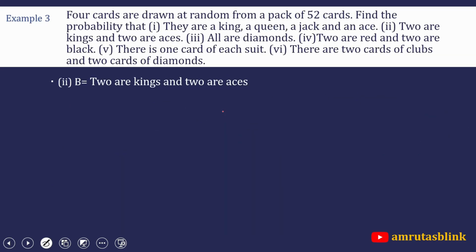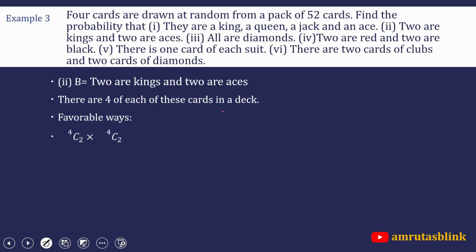Let's move to the second problem. There are 2 kings and 2 aces. Now we have already understood by now that there are 4 kings. So out of those 4 kings we need to select 2 kings, and out of 4 available aces we need to select 2 aces. So how many favorable ways are there, which is equal to 4c2 into 4c2.